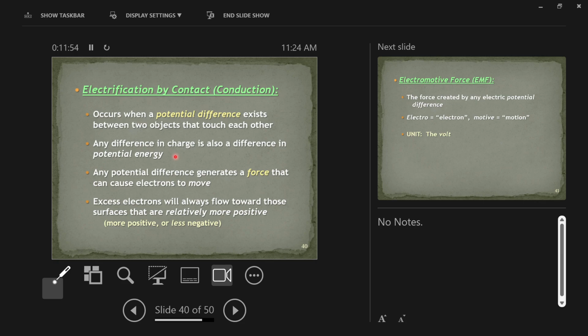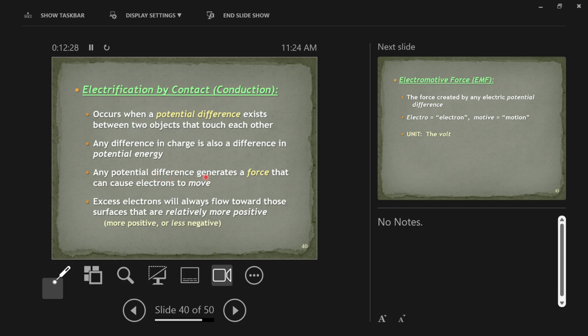Any difference in charge is also a difference in potential energy. And the more charge difference there is, the bigger the potential difference. This is why in X-ray we call the kVp setting kilovoltage potential. Sometimes this is the potential energy. This is the amount of possible energy that you have built up. Right? You zap your family member better when you build up a bigger charge. There's a bigger potential energy, bigger potential difference.